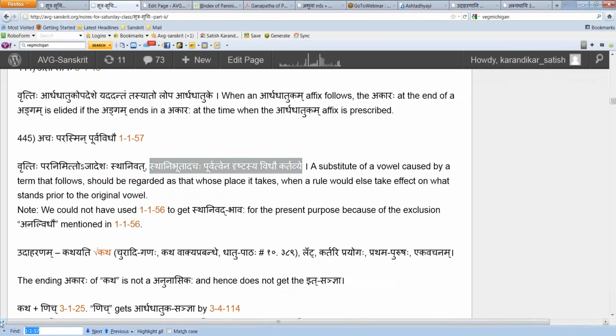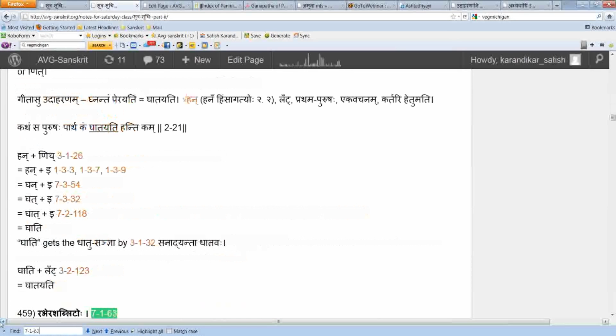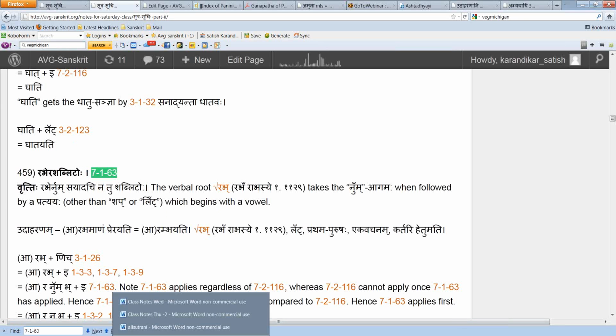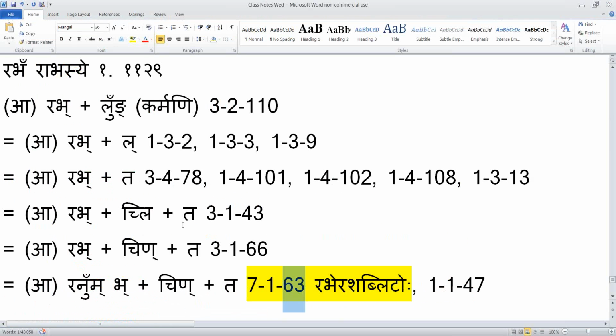I think we have the sutram here, 7.1.63, Rabhero shablitoh. It says Rabher num syad achi, or should be ajadi pratyaya. Excuse me, one thing. Always check the vritti. Always give the vrittikara his dues. He spent his life for us to put the vritti in extremely precise form so we can understand the sutram correctly. So Rabher num syad achi, natu shablitoh. So this verbal root rabh takes num agama before an ajadi pratyaya, but not if shap or lit follows. Right now we have chin following, which is ajadi because of anubandha lopa.